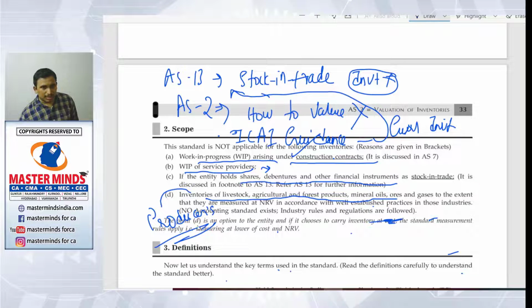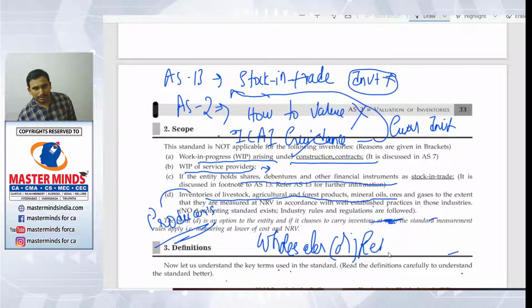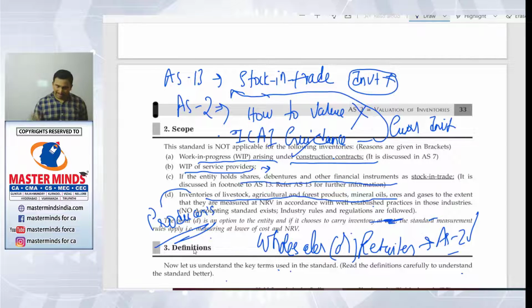When I say producer, it is producer only, not any wholesaler or retailer. If I say wholesaler or retailer, now he will become a trader. If he is a trader, now this standard is applicable. What we are telling is, for producer only the exclusion is applicable. For trader this standard is applicable. For producer only exclusion is there, that means AS 2 is not applicable. So hope everybody has understood.